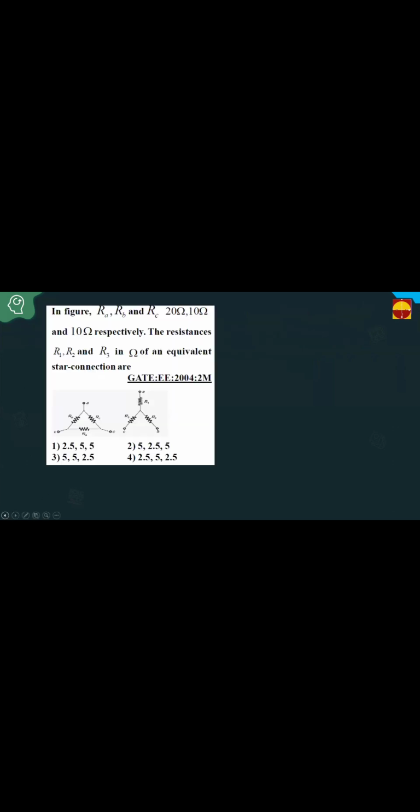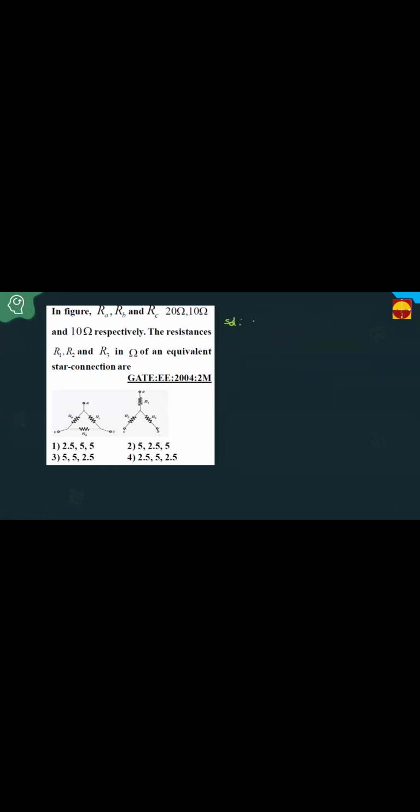See one more question. Can anybody answer this one? This is a GATE EE 2004 question, 2 marks. In the figure, RA, RB and RC are 20 ohms, 10 ohms and 10 ohms respectively. The resistances R1, R2 and R3 in ohms in the equivalent star connection. You have to calculate the equivalent star connection.